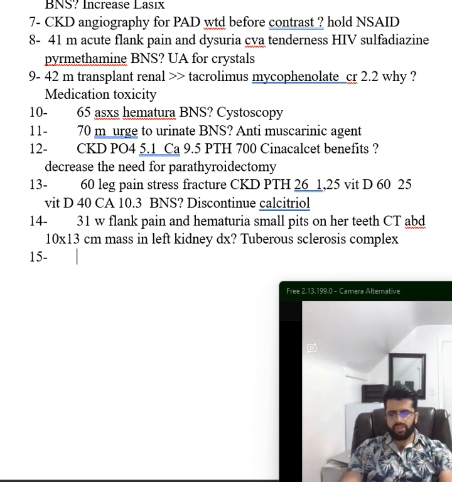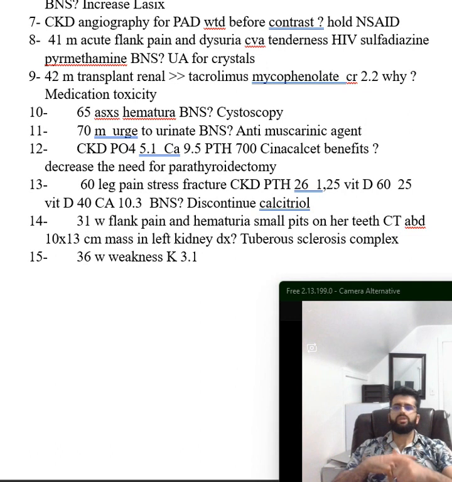Okay, another interesting case. You see a 36-year-old woman, okay? She came in because of weakness, okay? And then you do labs. Labs show potassium 3.1, okay? So there is some hypokalemia. You ask the patient, is there any vomiting? Are you using diuretics, any of that which can cause hypokalemia, okay? She says, no, there's nothing.